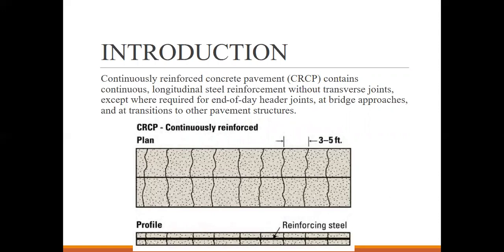Continuous reinforced concrete pavement contains continuous longitudinal steel reinforcement without transverse joints, except where required, either at the end of the day, header joints, at bridge approaches, and transition to other pavement sections.